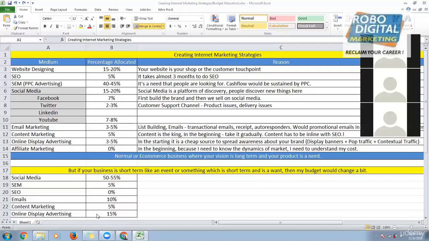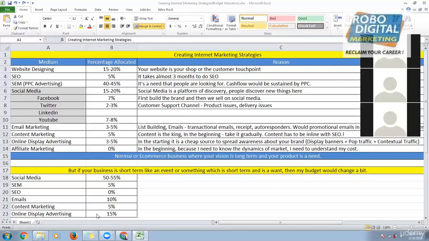Like in the first case, if we do not allocate a good amount of budget to PPC, then what will happen? There will be no cash flow. If there is no cash flow for the next 2 months or 3 months, most companies get shut down. Because you keep on investing money, and if you're not getting returns, you close down the process or you lose hope with the process. So that's why we do not want to do that.